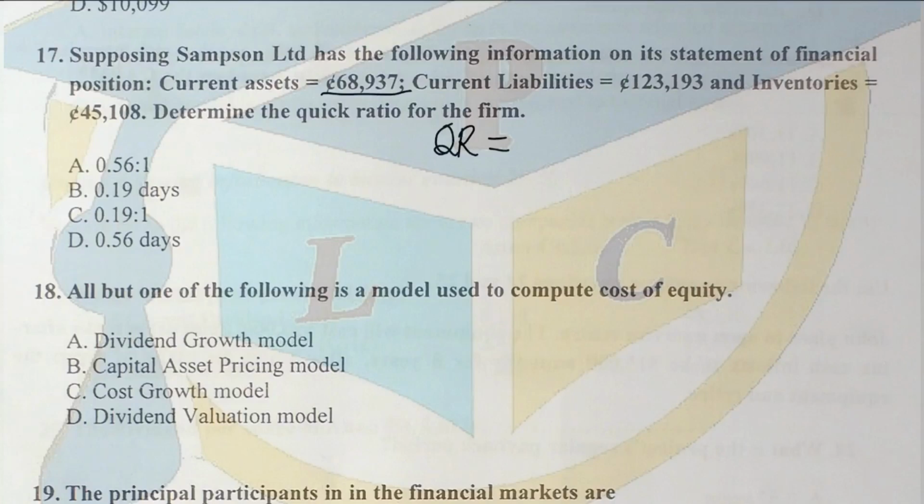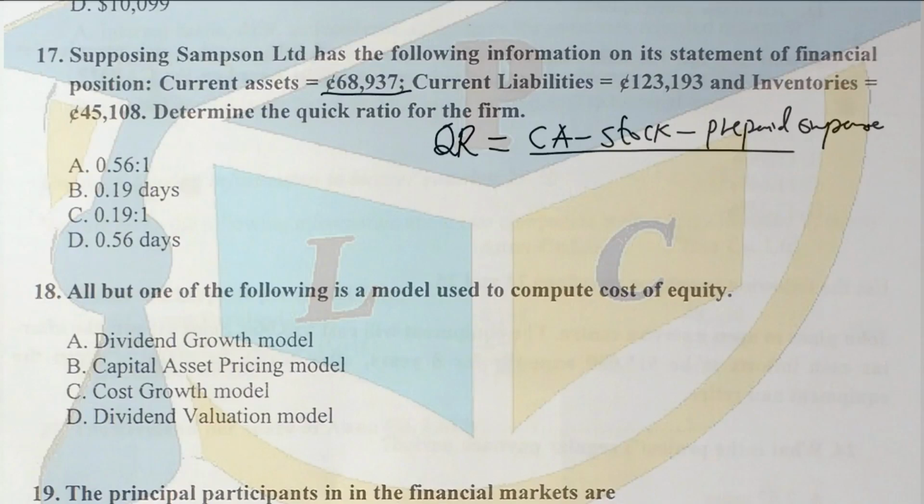So the quick ratio measures current assets taking into account your stock, and in other books you might also see what we call prepaid expenses. So it is current assets minus stock minus prepaid expenses, and then divided by your current liabilities, expressed as a ratio of 1. Is that okay?